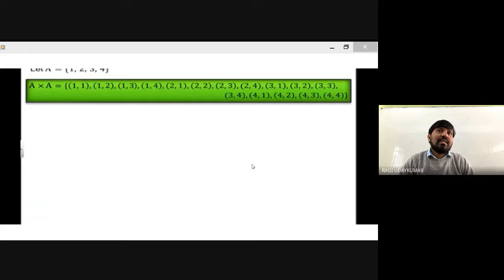So now, one more example. A is the set containing the elements 1, 2, 3, 4. If A is the set, what is the ordered pair? It means the Cartesian product A cross A, that is (1,1), (1,2), and so on. This is the Cartesian product, you know that.